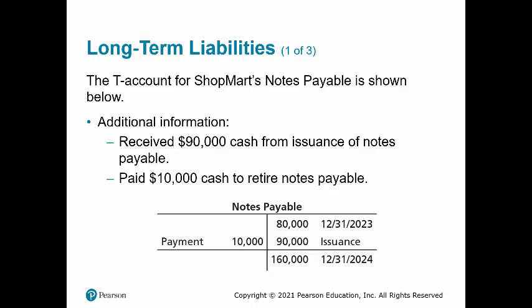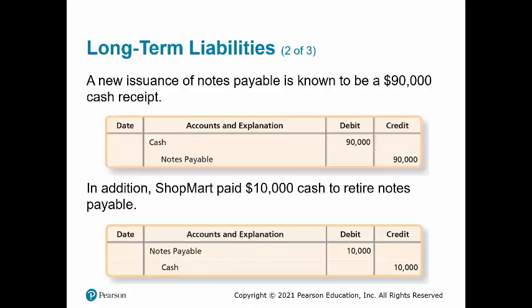When we look at it, we can see that notes payable at the beginning of the year was $80,000. During the year, we issued new notes payable of $90,000 and we paid off $10,000 of notes payable. So at the end of the year, the balance in notes payable was $160,000. We can use the information from the T account to reconstruct what the journal entries would have looked like for the issuance of the notes payable and the payment to retire notes payable.